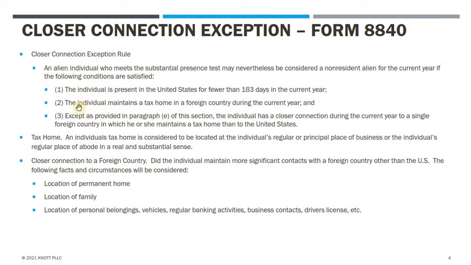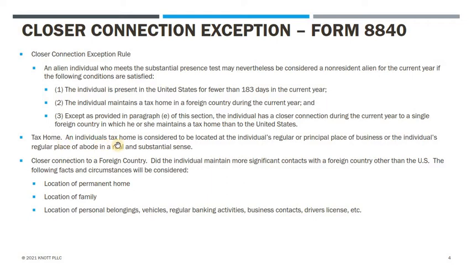The second piece is you maintained a tax home in a foreign country during that current period, and except as provided in subparagraph E of this section, if you go look at the Treasury reg, you have a closer connection during the current year to a single foreign country in which you maintain a tax home other than the United States. Okay, so in other words, you have a home that's maintained outside the United States, and that's the closer connection that you're claiming that you have. Okay, pretty straightforward. So first thing, I got a couple definitions just to clarify here.